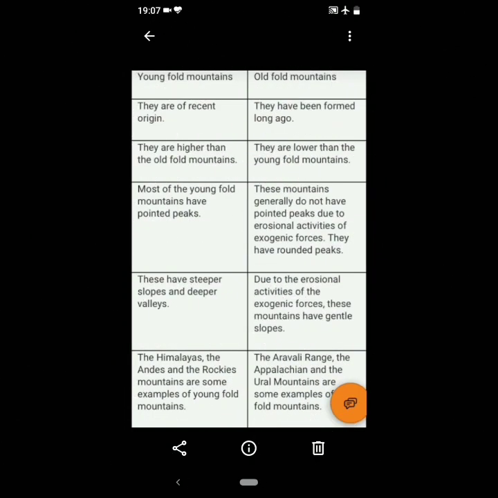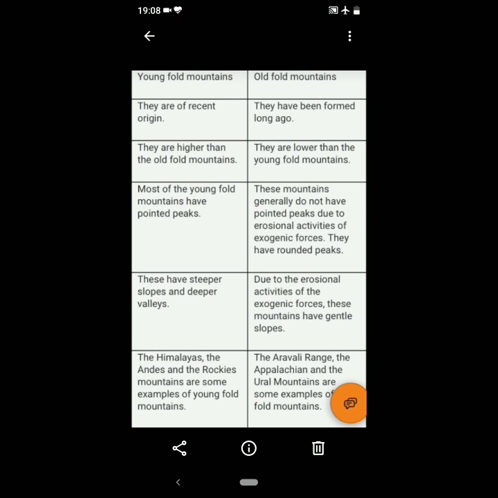Now children, we will understand what is Youngfold Mountain and what is Oldfold Mountain. So you have already studied these two topics in the previous classes. Youngfold Mountains are those mountains which have recent origin in the tertiary period, that is 65 million years old geological period, while the Oldfold Mountains had originated long ago in the past, that is 300 to 400 million years ago. It is called Precambrian period or Cambrian period.